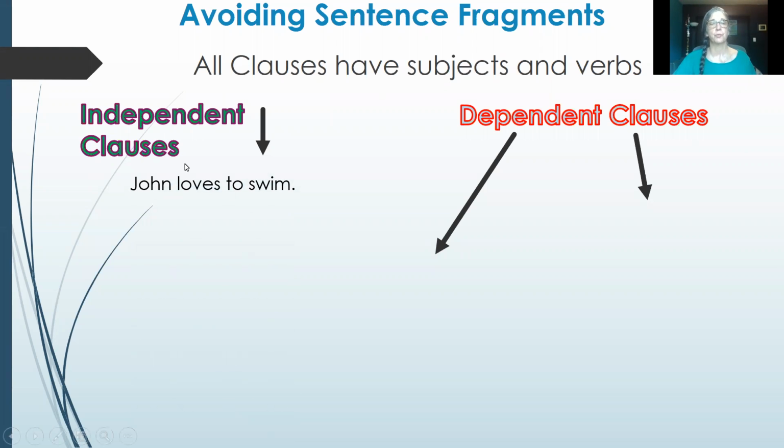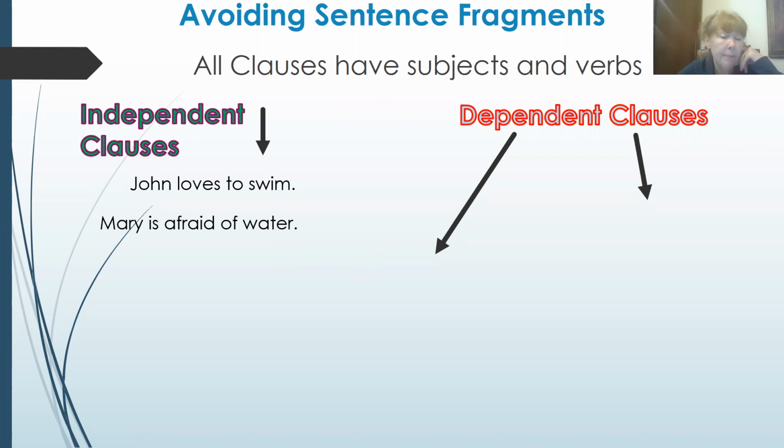So let's take a look at a few independent clauses. John loves to swim. John is the subject, loves is the verb, and to swim is the object. It is the thing that John loves. And it's another kind of verbal, isn't it, Joey? Right? Mary is afraid of water. In this sentence, Joey, can you find the subject and the verb? Mary is a subject and is afraid, or is by itself is the verb.